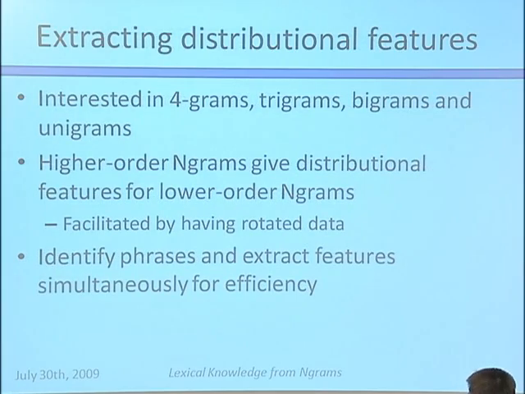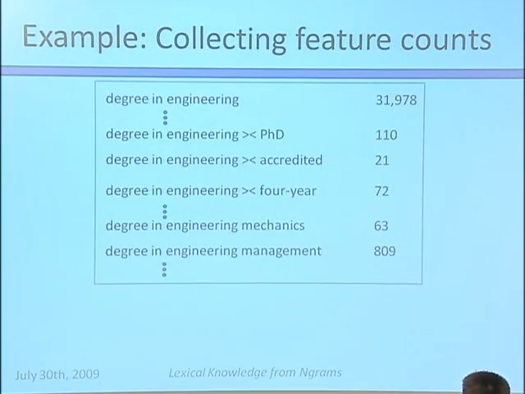So now we look at extracting the distributional features. So we're interested in fourgrams, trigrams, bigrams, and unigrams. And the higher order Ngrams will give the distributional features for the lower order Ngrams. And this is greatly facilitated by having the rotated data that De Kong has already introduced. So that makes it very easy to, in one pass, extract the features while simultaneously identifying the phrases. So in one pass, we can do both of these things and be as efficient as possible, given the large amount of data that we have. So here's an example of how we would go through the data and collect the feature counts.